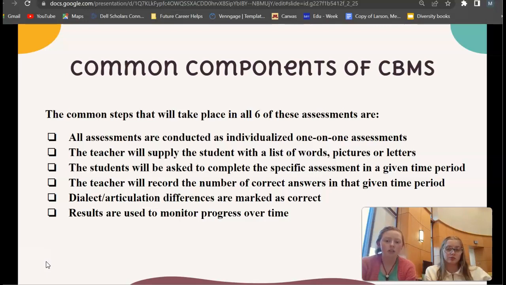An important consideration is that dialect and articulation differences, such as accents or differences in pronunciation due to ELL learners or other differences, are going to be marked as correct, even though they're technically different than how you would typically pronounce them.